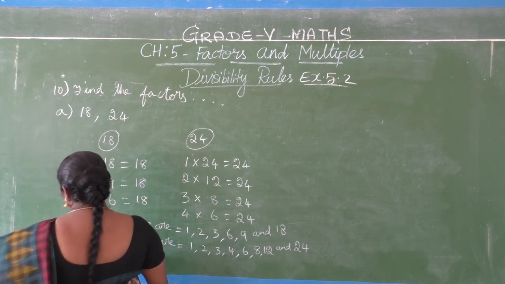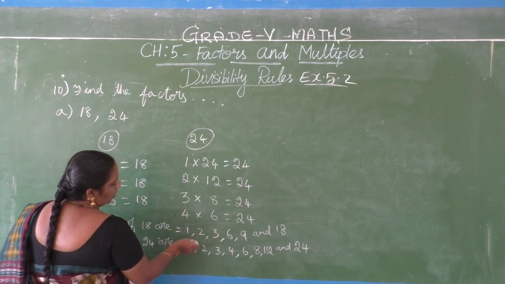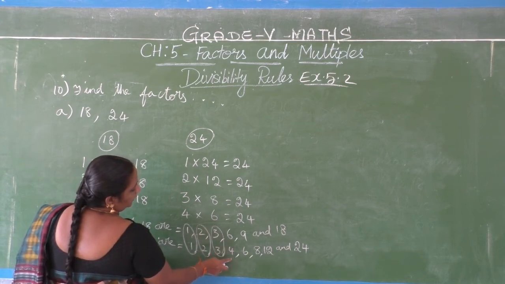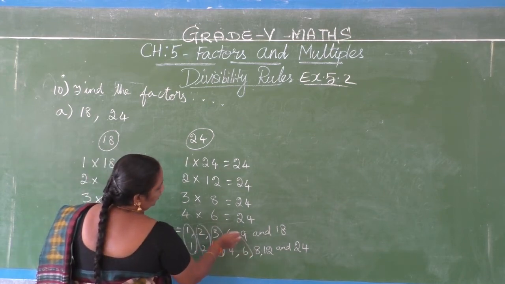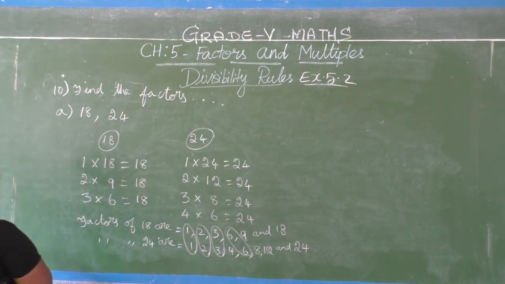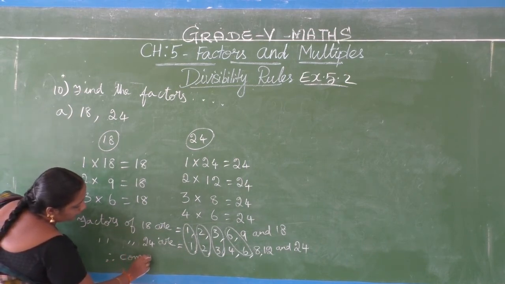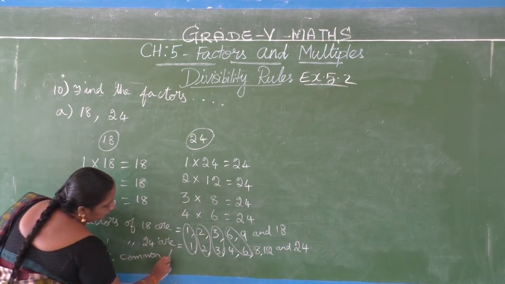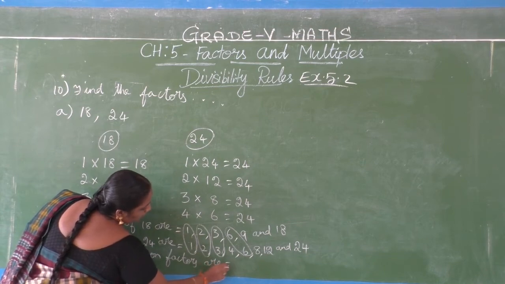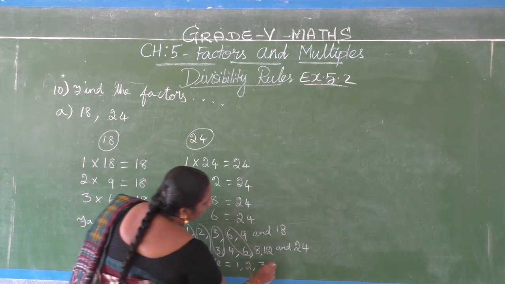Okay, now we are going to find the common factors. So what are the common factors? 1 is a common factor, 2 also a common factor, 3 also a common factor, then no 4, then 6 also a common factor, then 8, 12, nothing, that's all. Therefore, the common factors are 1, 2, 3 and 6.